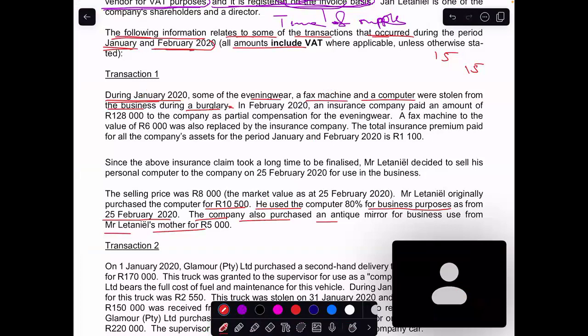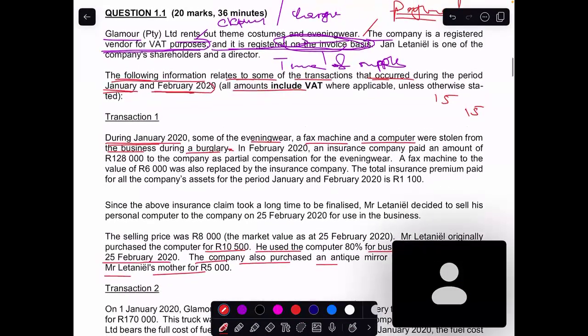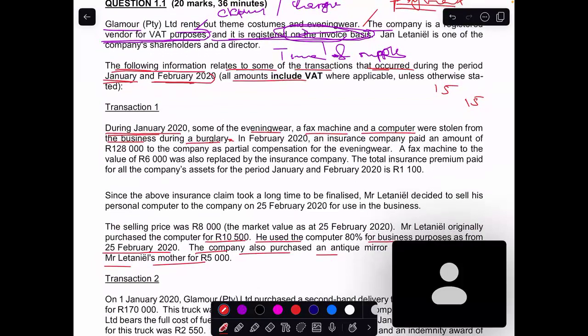What happened? We lost our assets and our stock. Remember, we are in a business of selling customs. They said customs and evening wear. So we lost our trading stock and we also lost our assets. Evening wear, it's our trading stock. Fax machine is an asset. Computer is an asset.